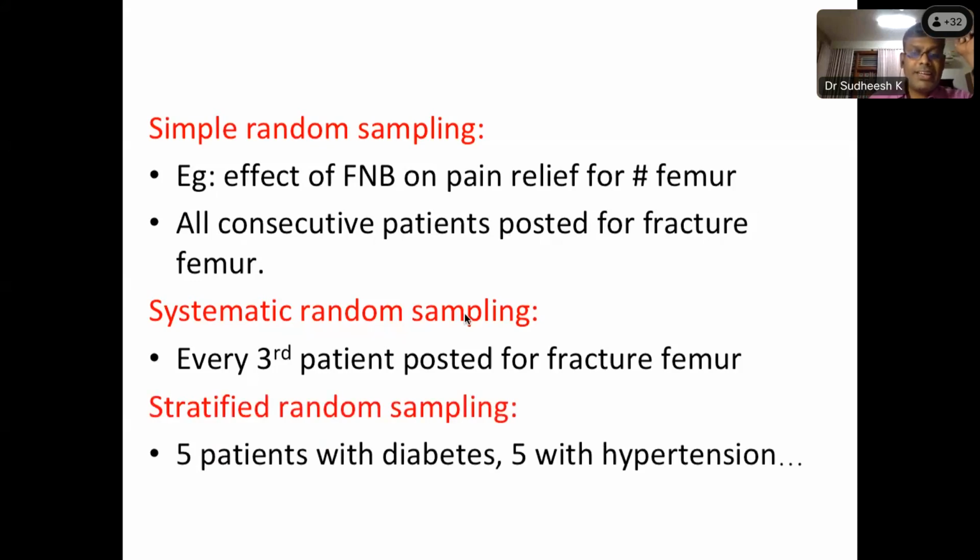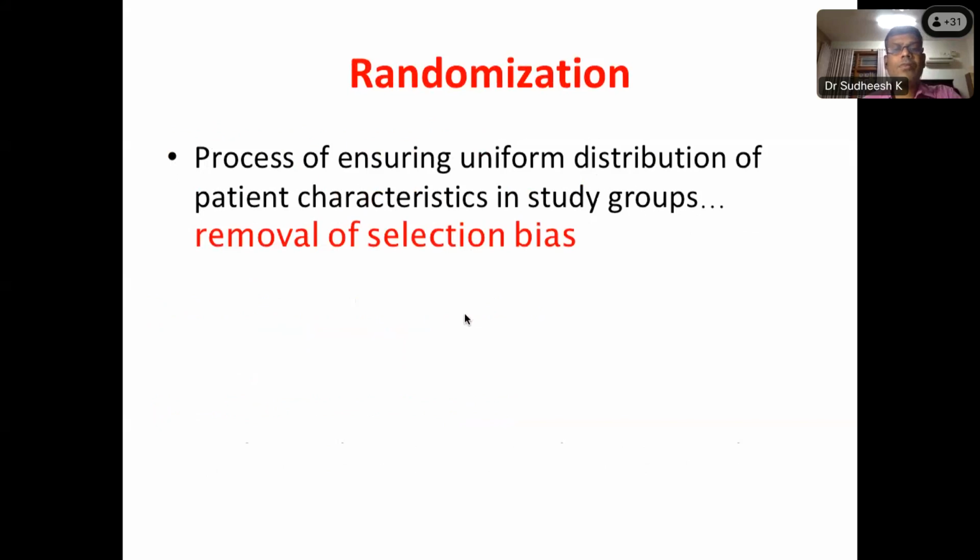If I take, among all these fracture femur patients, 5 patients with diabetes, 5 patients with hypertension, 5 patients aged more than 70 years, 5 patients aged less than 40 years, like that, that becomes stratified random sampling. So this is a common thing. And once we select this kind of sampling, then we do a randomization. This is the process of ensuring uniform distribution of patient characteristics in study groups. And this is one of the most important things to remove the selection bias.